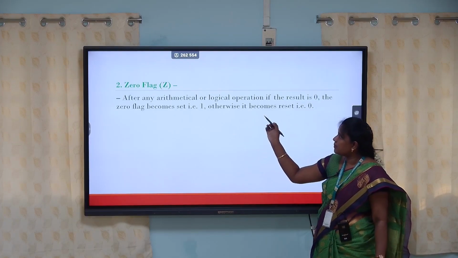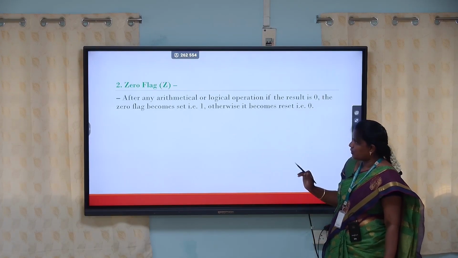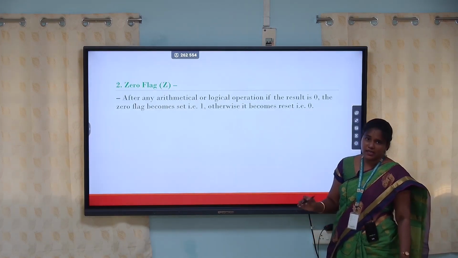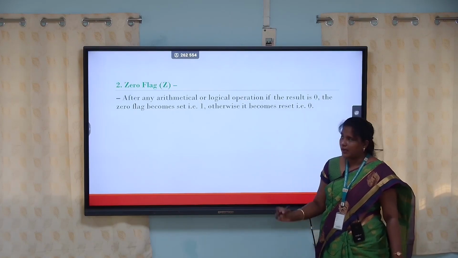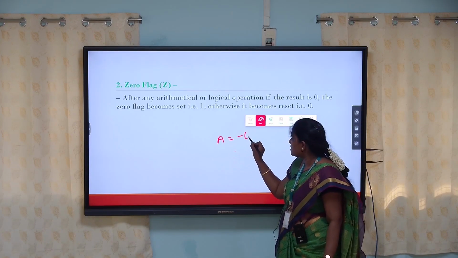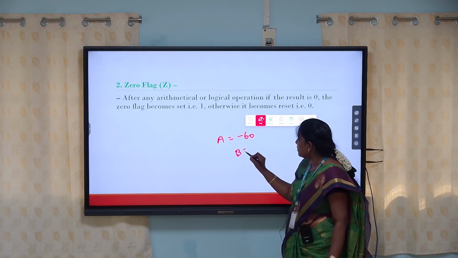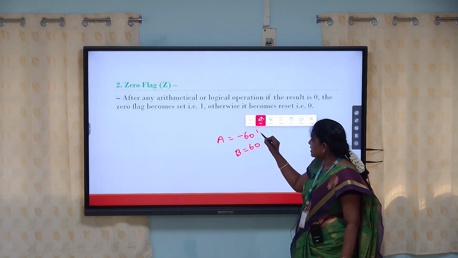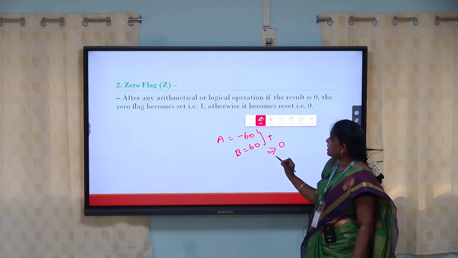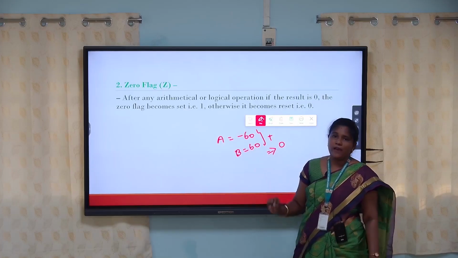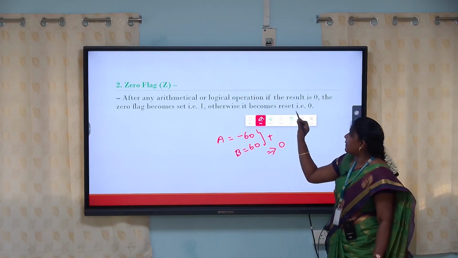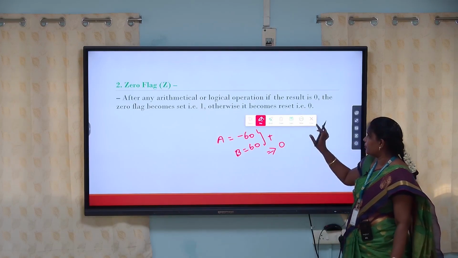If after any arithmetic or logic operation the result is 0, the zero flag becomes set, that is 1, otherwise it becomes reset. Let's see this with an example. For example, A is equal to minus 60 and B is equal to 60. When we add these two numbers, the result will be 0. Whenever the result is 0, the zero flag is set to 1, otherwise it becomes reset, that is 0.